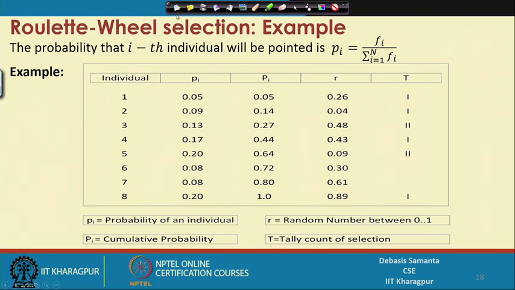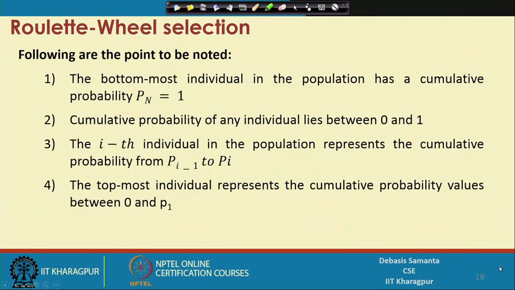Here we have carried out 8 rounds, and in each round one of the 8 individuals is selected. In fact, we have to carry out np rounds depending on how many individuals we have to select for the mating pool. This procedure needs to be repeated np times, and each time we take a random number between 0 and 1 and select accordingly. This is the idea of the roulette wheel scheme, and we will follow it.